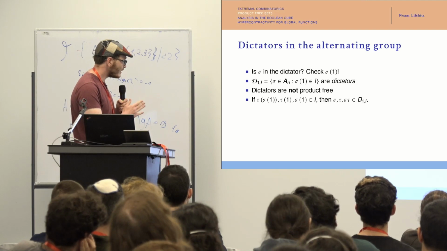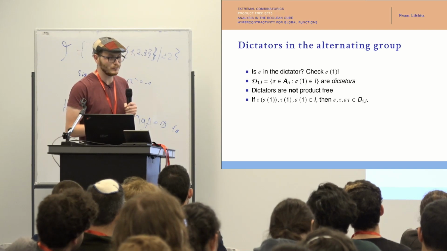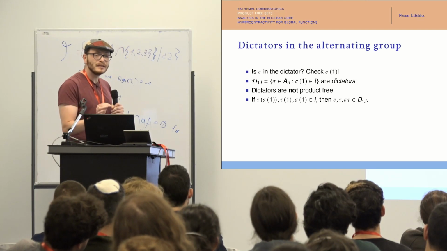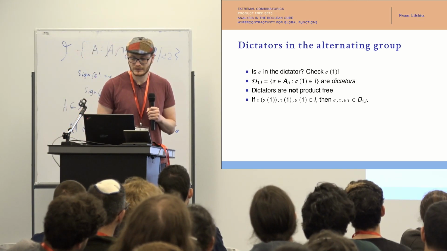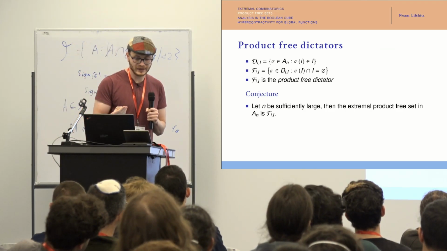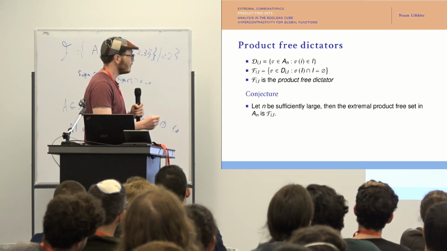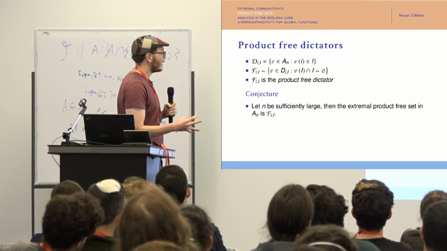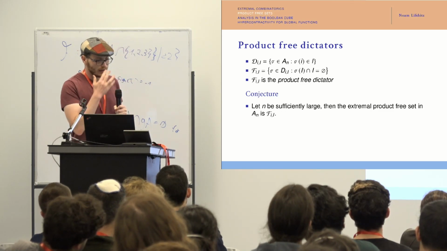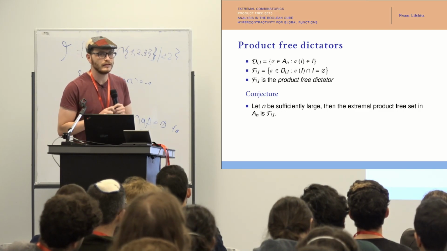But when we define it like that, the dictators are not product free. It's easy to show that these dictators are not necessarily product free. But you can modify them a little bit, and you get the product-free dictators. What you do is you take the dictator and add an additional constraint. You take all the permutations that send x to the set I, but also send the set I to the complement of I. And this set is product free. And Keevash conjectured that this is the extremal product-free set in the alternating group.